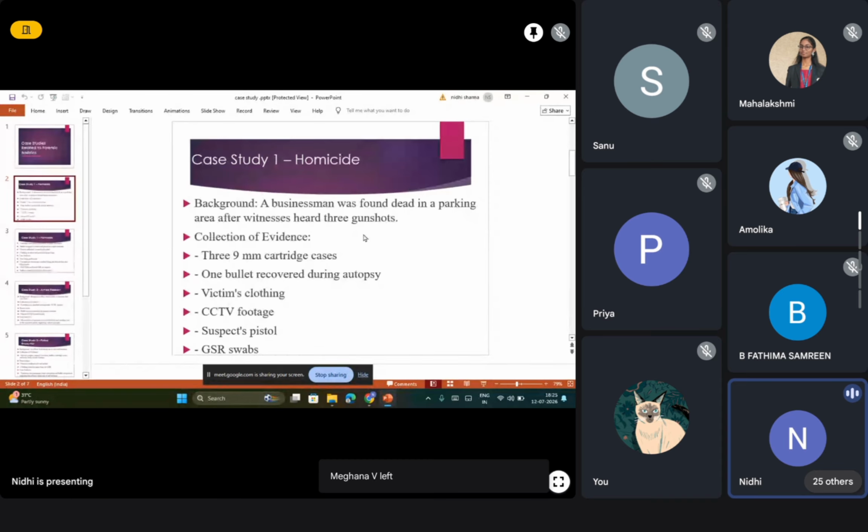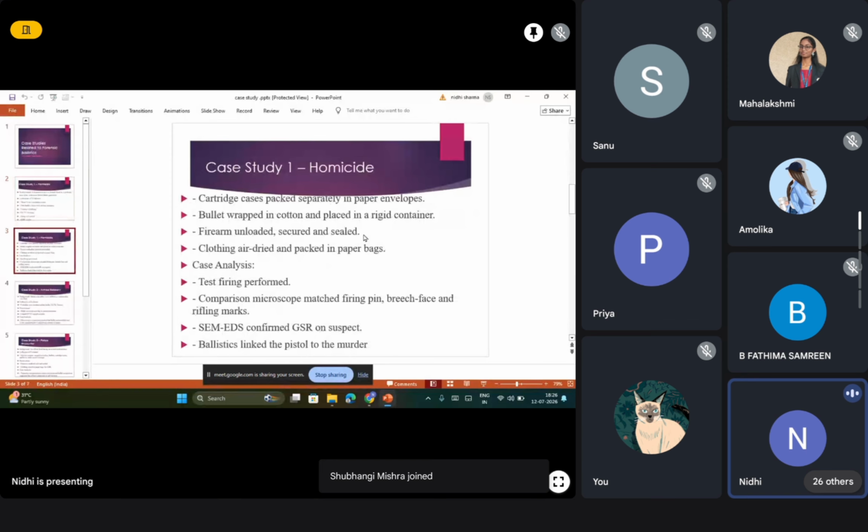These are the evidences we found at the scene of crime: 3 9mm cartridge cases, and one bullet which was recovered from inside the body during the autopsy. Then the victim's clothing, and CCTV footage, which we will be able to see because it was a parking area. There might be CCTV and there might not be, but in this case there was CCTV footage. Then the suspect's pistol, GSR swabs, and cartridge cases packed separately in paper envelopes. Here we are talking about preservation of these evidences.